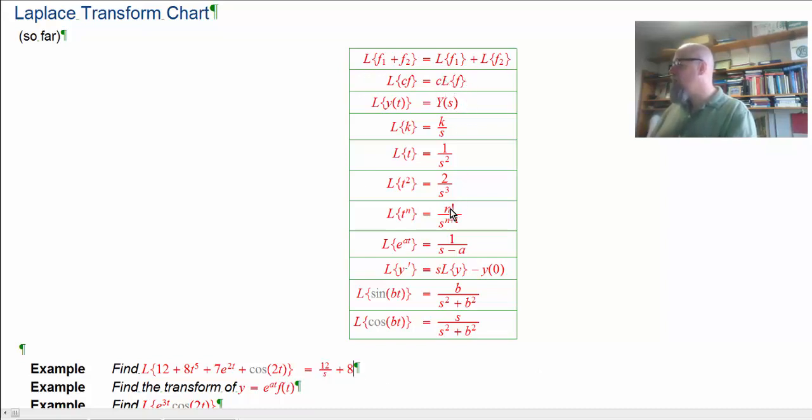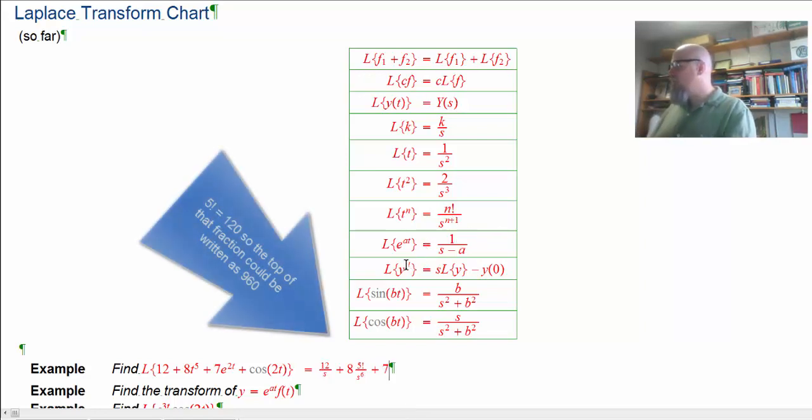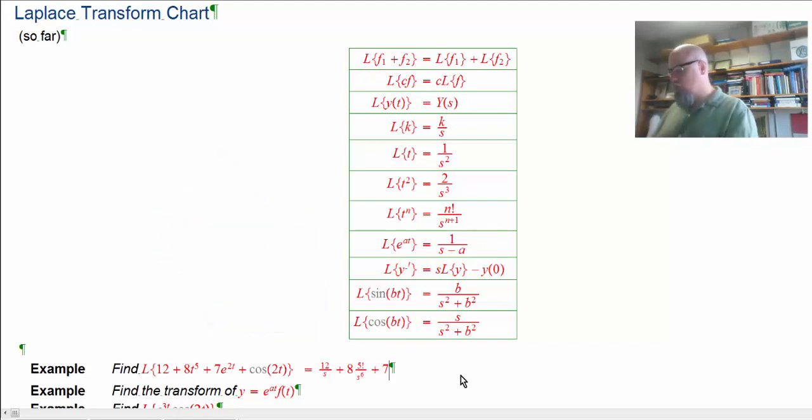The transform of t to the 5, I'm going to use this rule here, where n is equal to 5. Plus 7's a constant. I need to transform e to the at, where the a is a 2. So I'm using this rule, where the a is a 2. And probably I would just end up putting that 7 on the top.